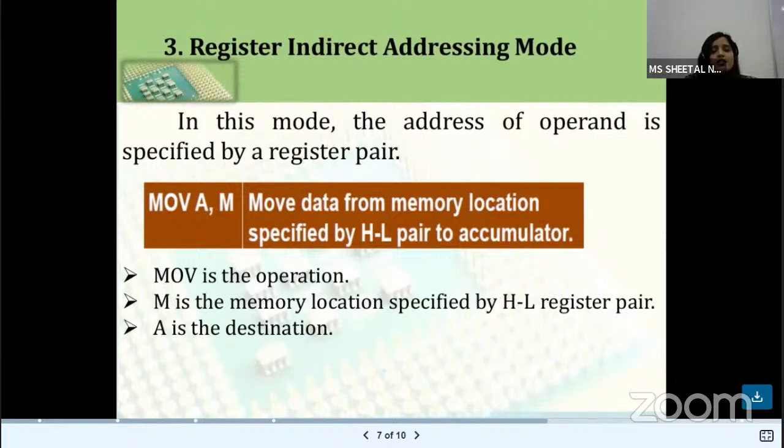And this instruction is also a 1 byte instruction, because the MOV A comma M instruction has only a single hexadecimal code, with no 8-bit data or 16-bit data in front of it. MOV is the opcode and the operand is A comma M. No 8-bit data or 16-bit data is specified in this instruction. That's why this is a 1 byte instruction.